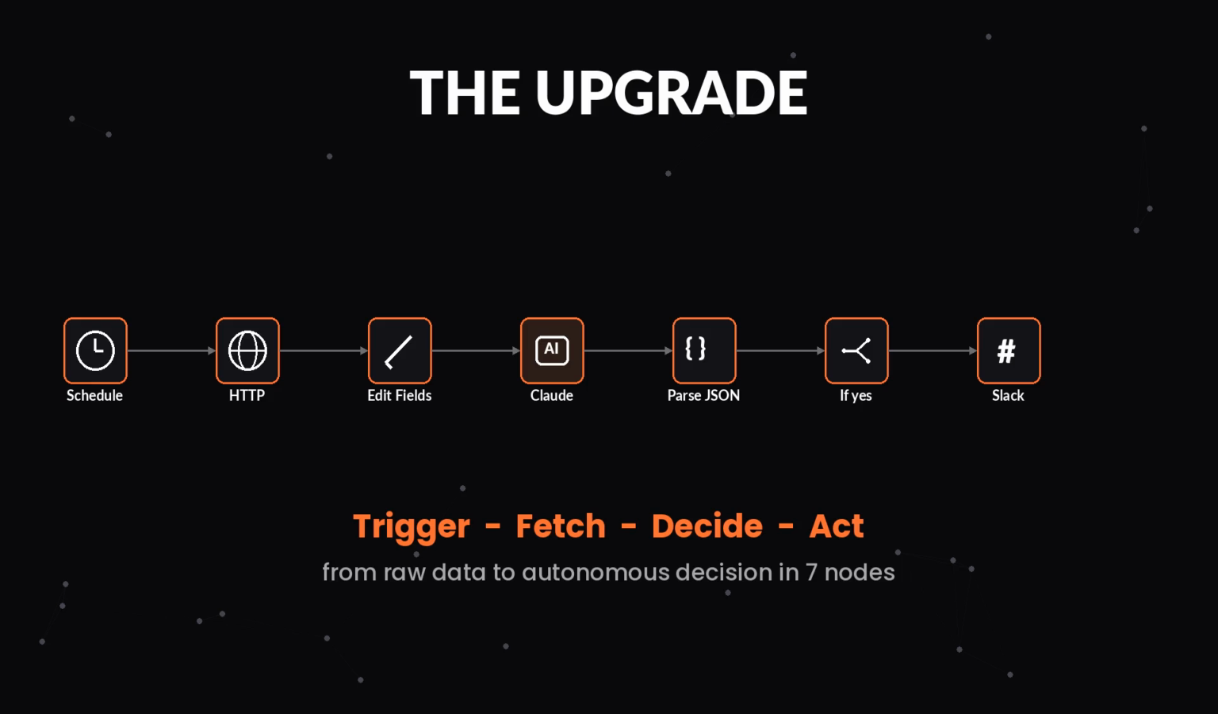Here is the upgrade. Same 5 steps as before, plus 2 new nodes in the middle. The first new node is Claude. It reads the GitHub profile and answers one question. Should we cold pitch this person about open source consulting? The second new node parses Claude's answer into clean data. Verdict, reasoning, confidence score. You can filter on it. You can act on it. That is the difference between data and a decision.